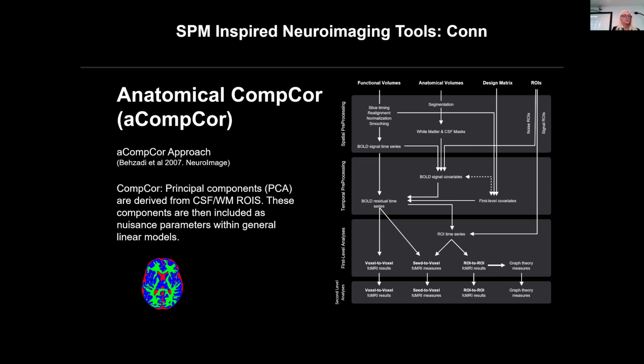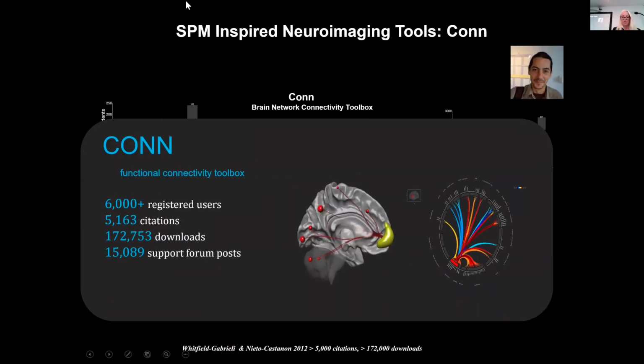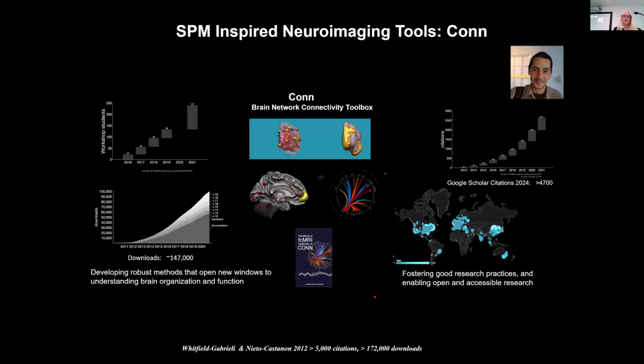We adopted another method of noise reduction called the anatomical contour method. And Alfonso basically included both the ART tool and the anatomical contour method of noise reduction in this CONN toolbox.